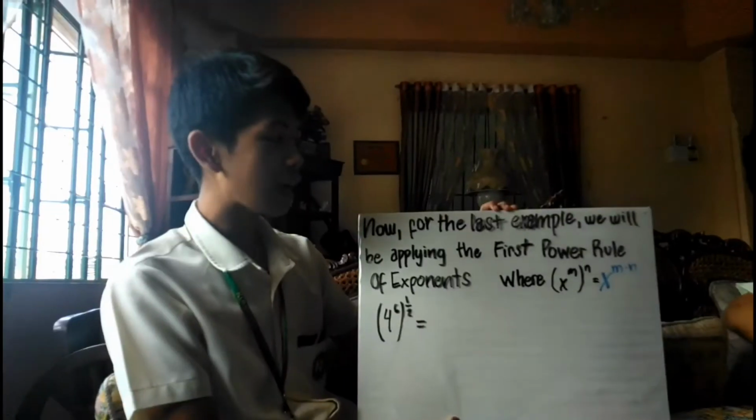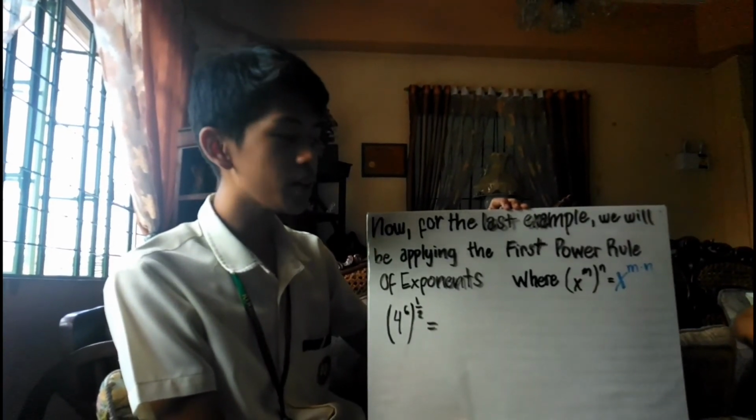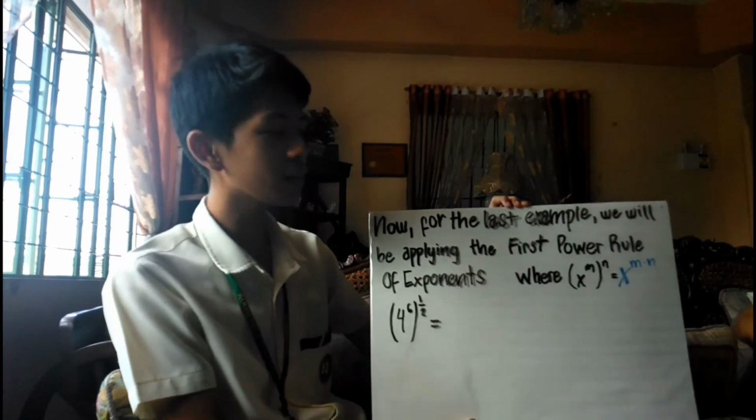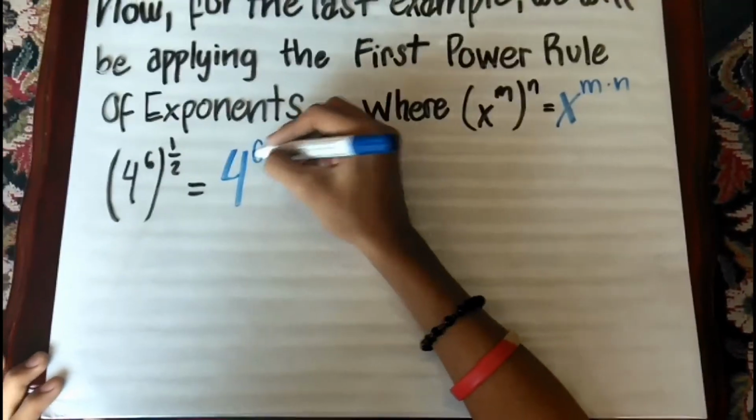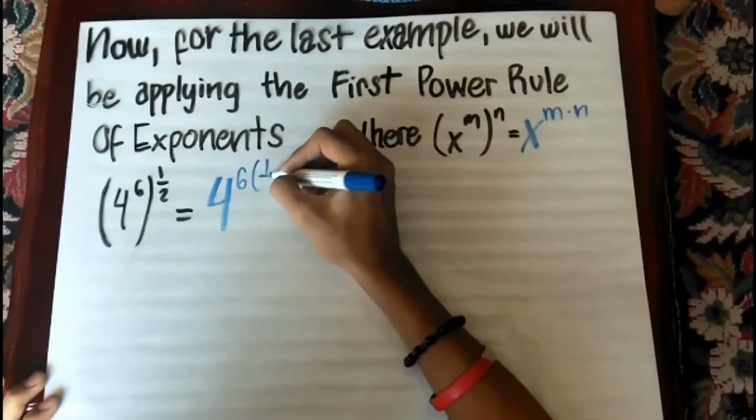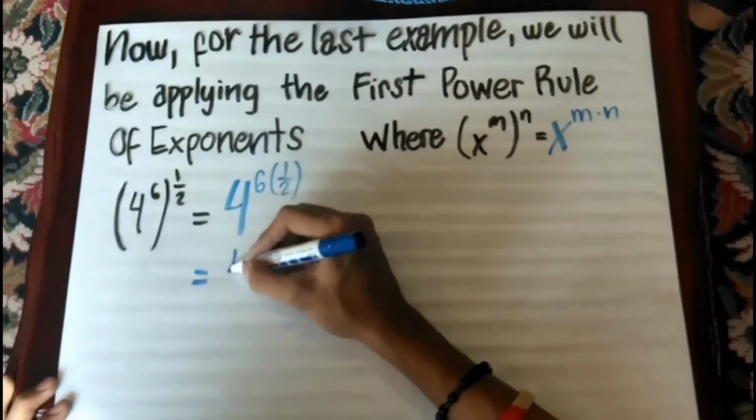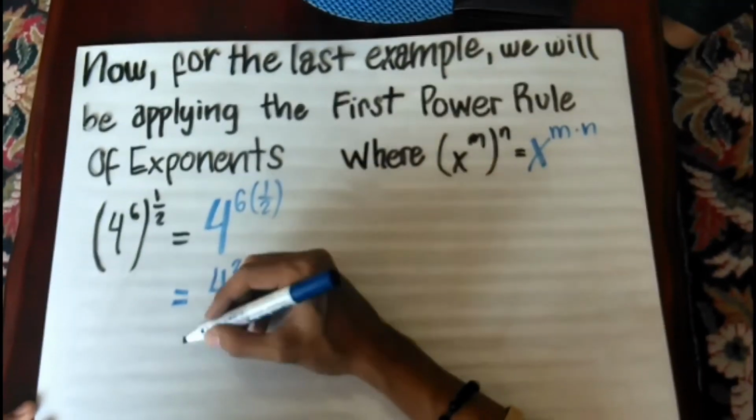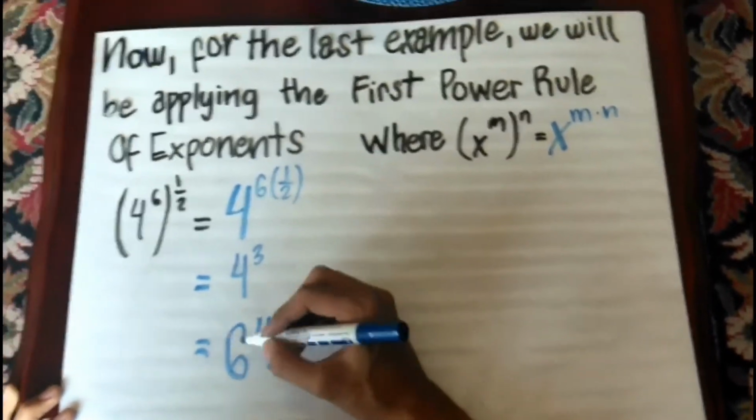Now, for the last example, we will be applying the first power rule of exponents, where x raised to m, raised to n, is also equal to x raised to m times n. In this example, we copy the base 4, then multiply the exponents. 6 times 1 over 2 will be equal to 4 raised to 3. 4 raised to 3 is equal to 64.